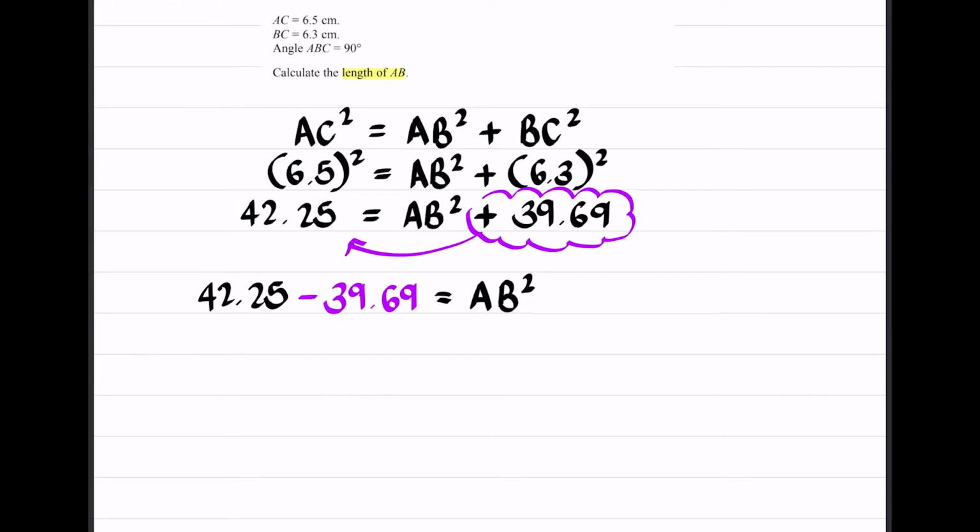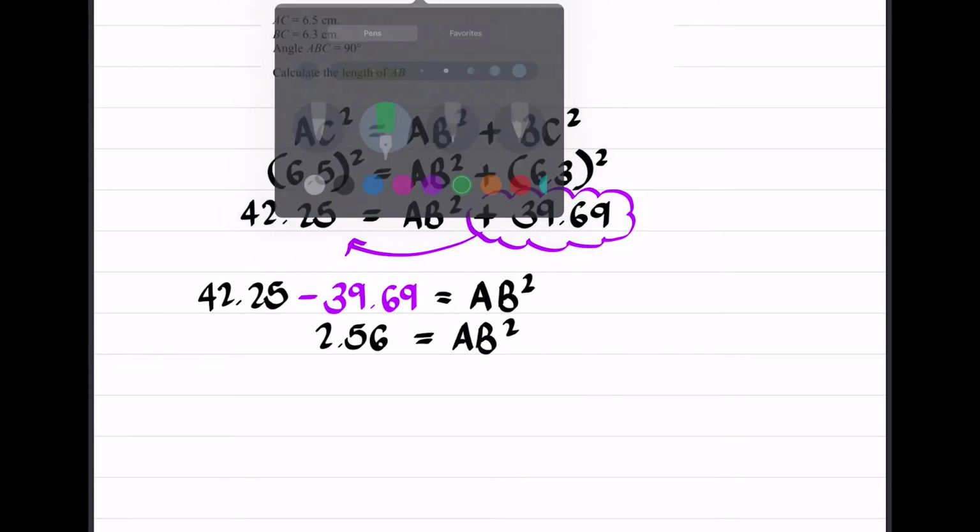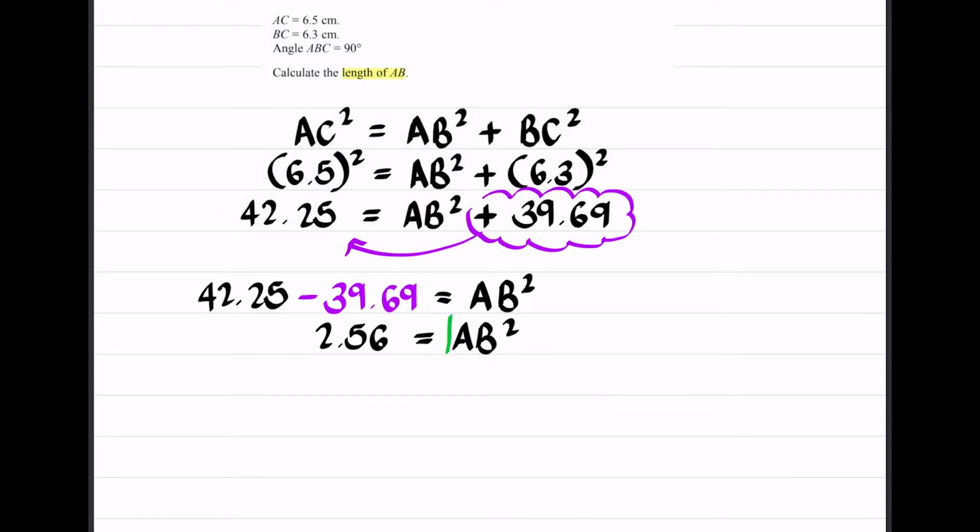So 42.25 minus 39.69 gives me AB squared being 2.56 equal to AB squared. However, I'm not looking for AB squared, I want AB. So in order to get AB by itself, I'm going to square root.